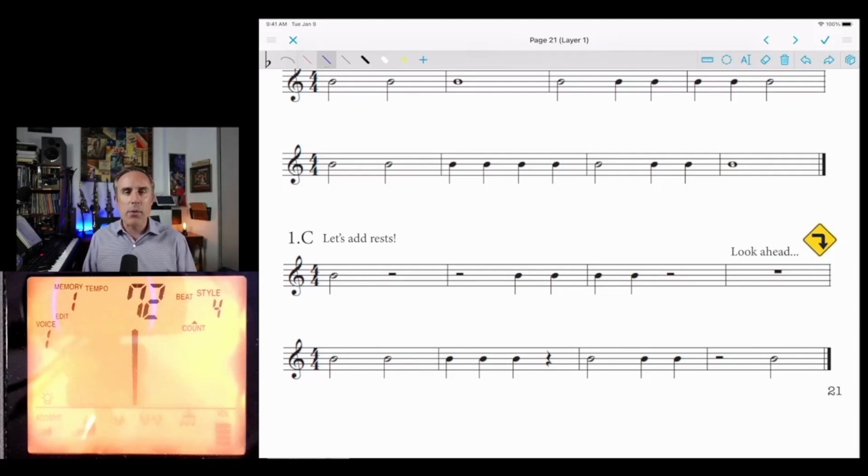We're going to skip 1B, we're going to go to 1C because we want to add some rests now. So you'll notice in this exercise, as we look at it, we have half notes, we have half rests, we have quarter notes, we have a whole rest that gets 4 full beats of silence, and we have 1 quarter rest in there as well. So we want to make sure that we know when the rests are happening and when the notes are happening.